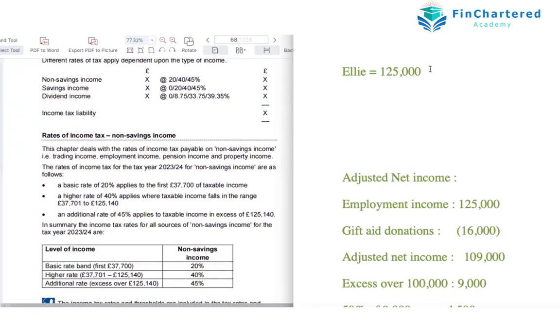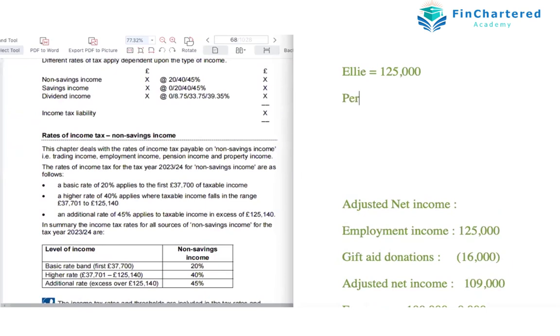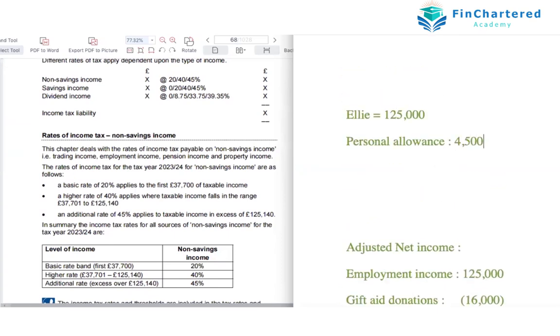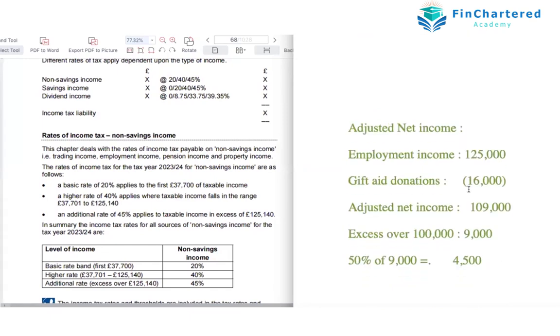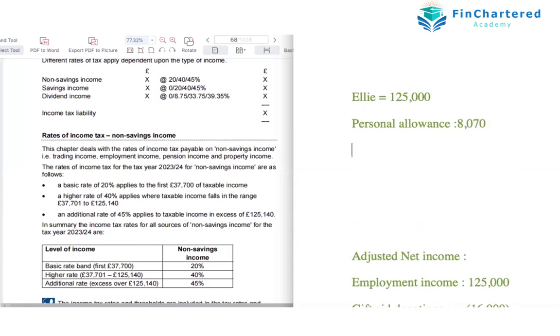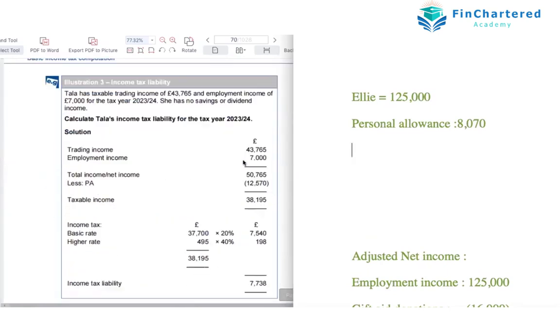What happens is the personal allowance, instead of 12,570, now your personal allowance is 8,070, correct. So your personal allowance is 8,070. So what happens to your answer? What does your answer become?